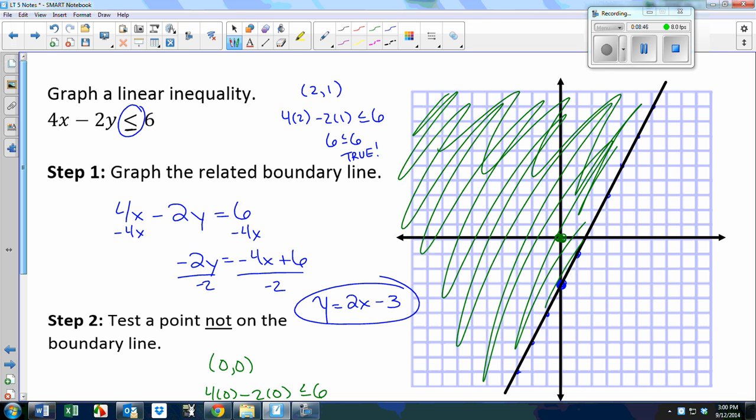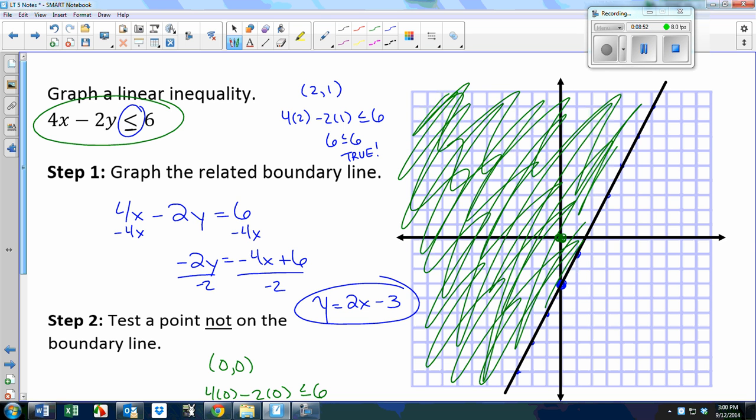And then we have all of our solutions that could possibly work for the original problem, 4x minus 2y is less than or equal to 6. So we asked a few yes-no questions. The first one, is the point (2, 10) up here in the solution set? Yes, it's in the shaded area.